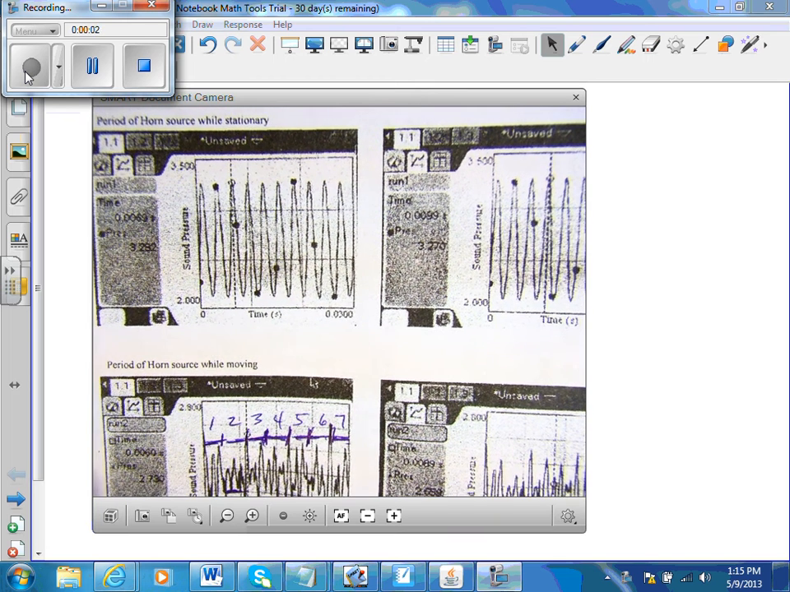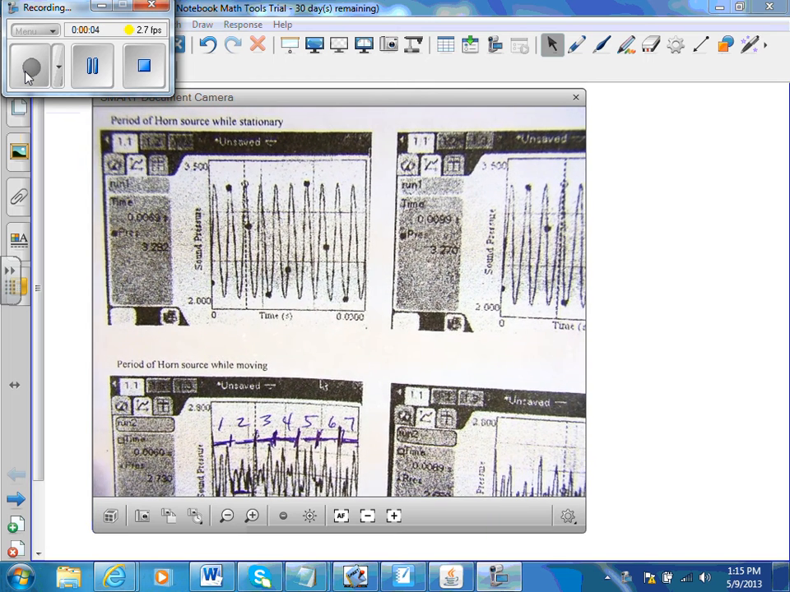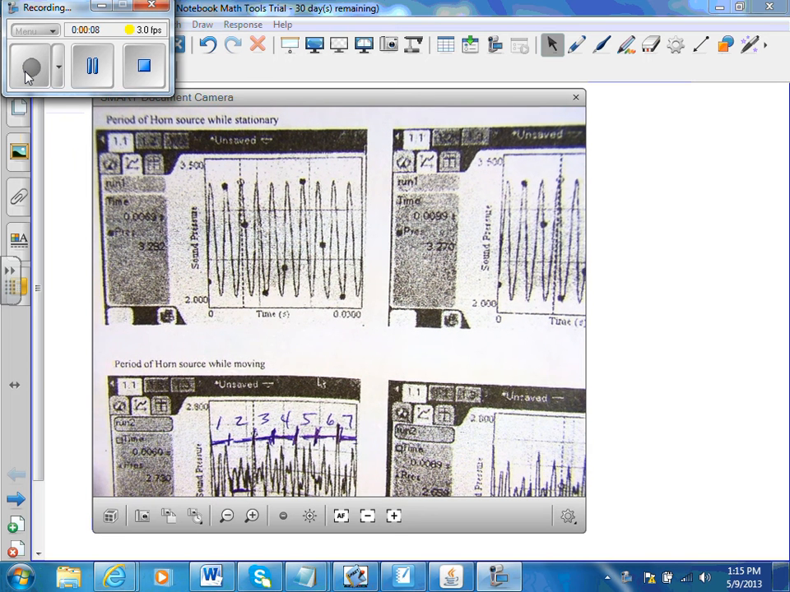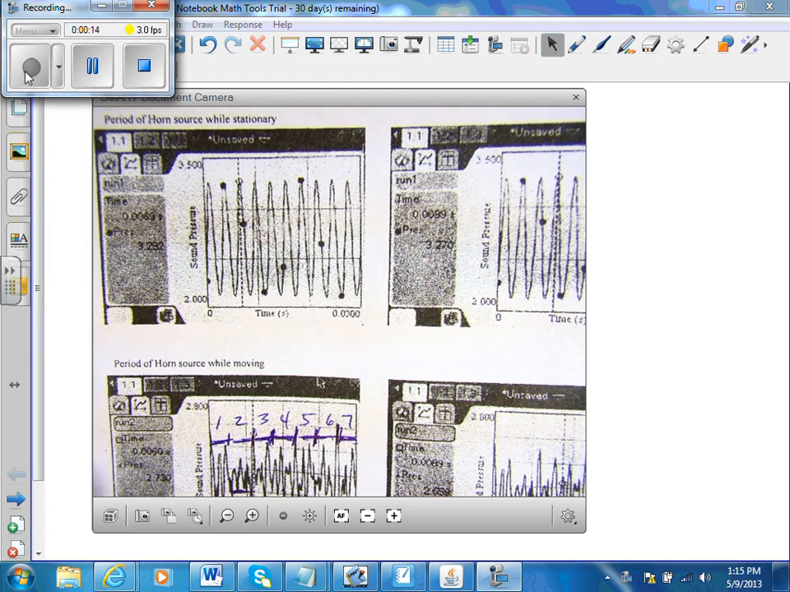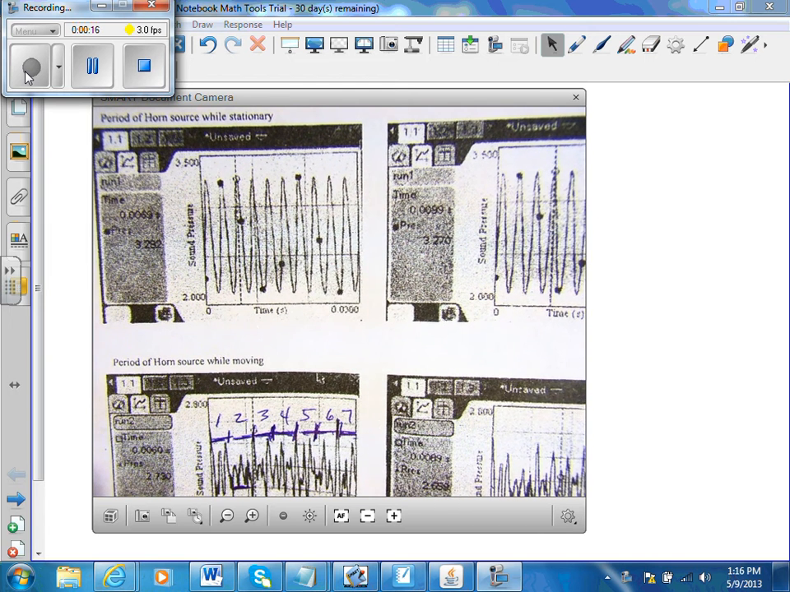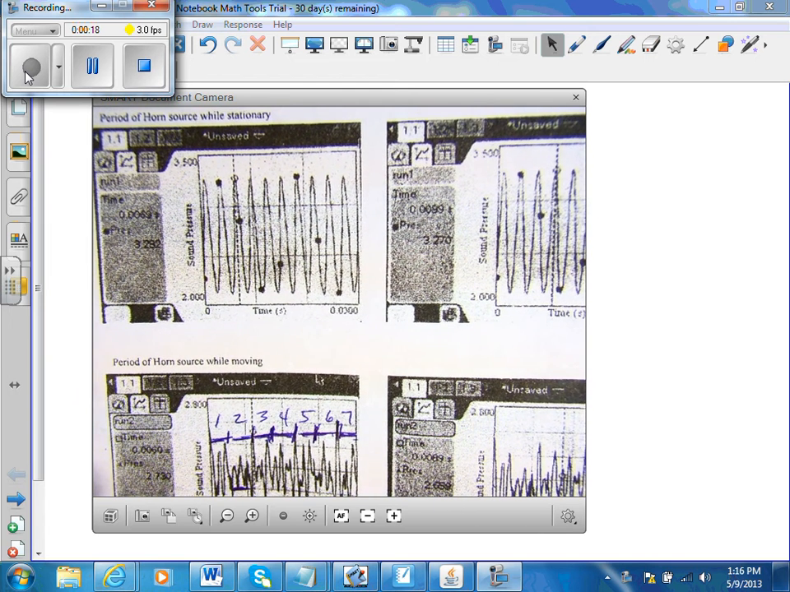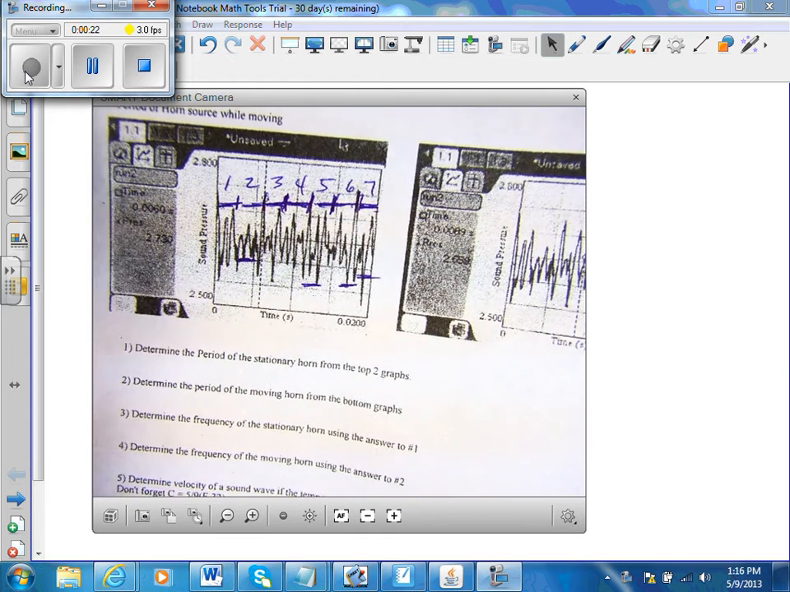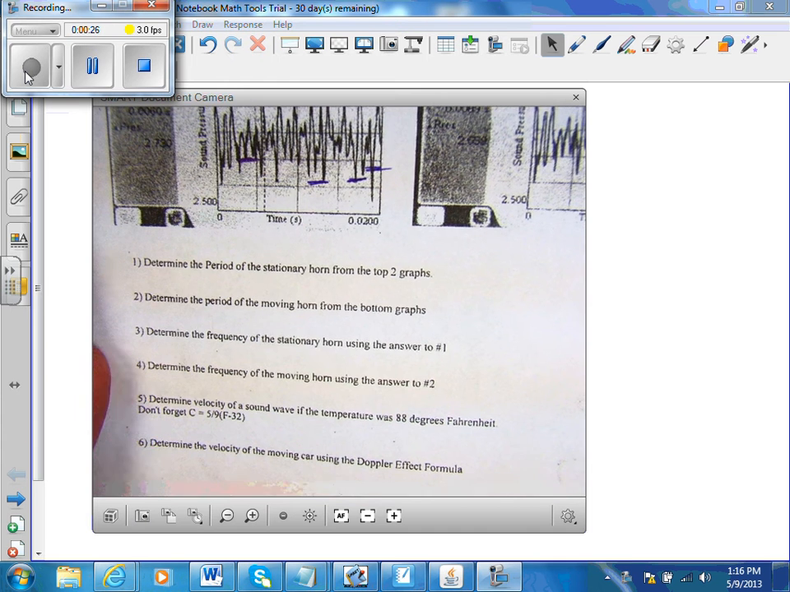Guys, this is the Doppler Effect lab that we did where we went out and blew the car horn. Notice at the very top it says the period of the horn source while stationary, and the second one down here says the period of the horn source while moving. There are six questions down here that I want you to answer first.